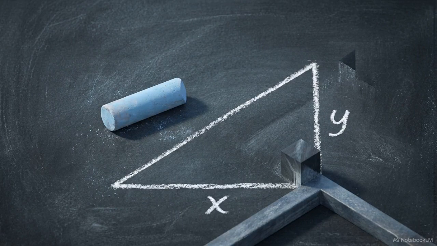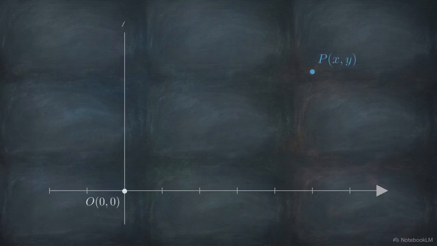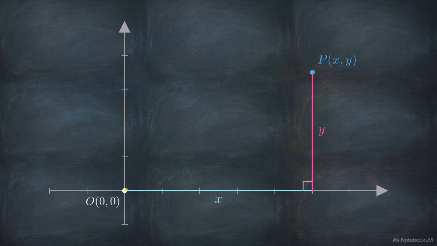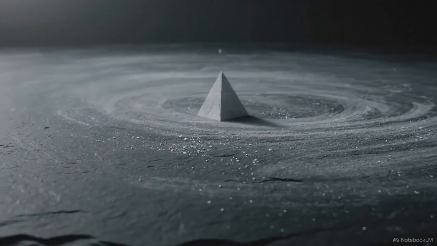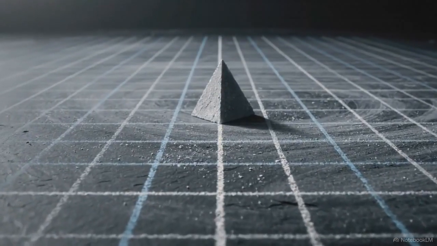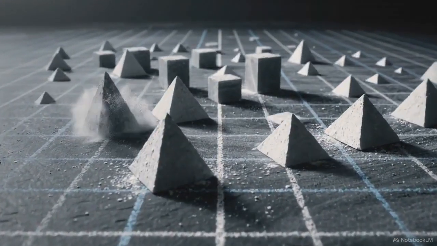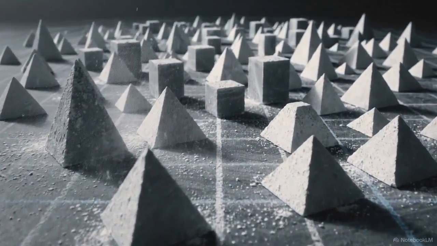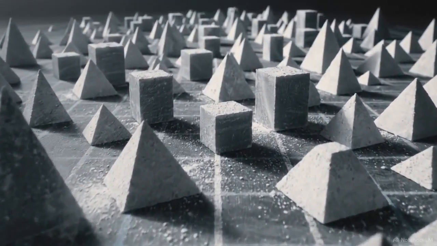We substitute these variable dimensions straight back into the Pythagorean framework. The resulting generalized rule states that the distance from the origin to any point is simply the square root of x squared plus y squared. Introducing algebraic variables liberates the geometric logic. We can now calculate distance without knowing the exact location of the point in advance.